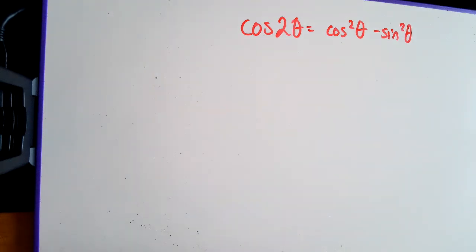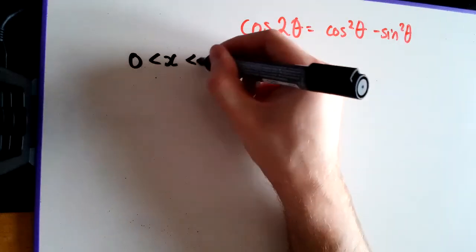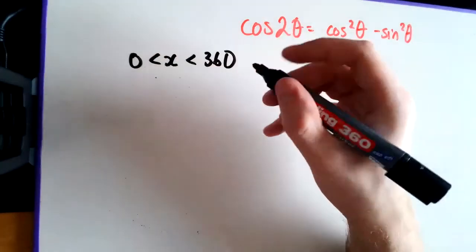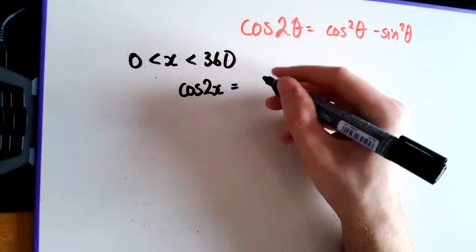And let's start with between 0 and 360. Let's go back to degrees now. We have cos 2x equals cos x.